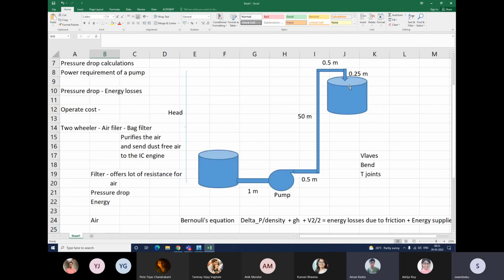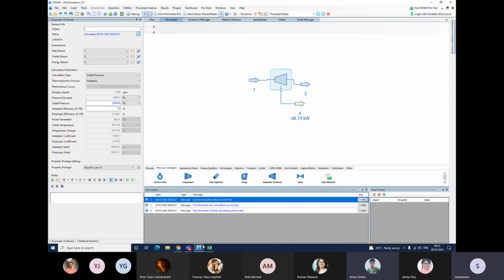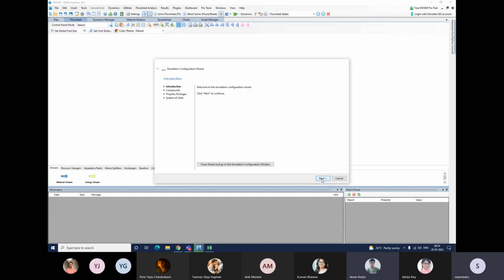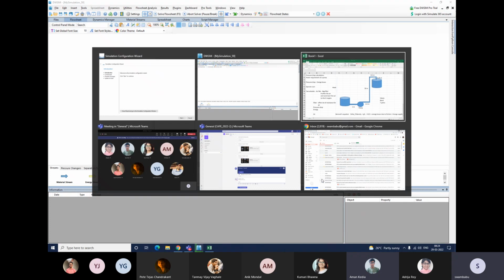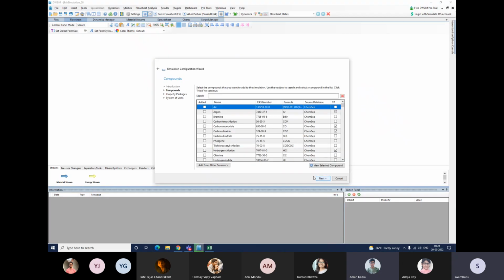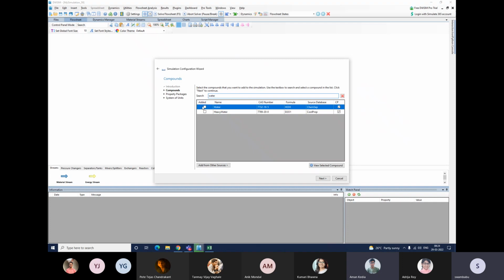So let's see, we will solve this one. I will close this and open a new one. We'll just solve with water. We'll assume that water is flowing from here to this storage tank. So we will take water as the feed stream.